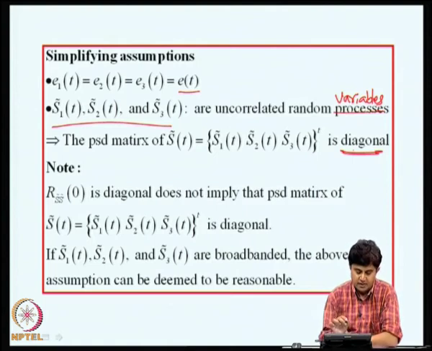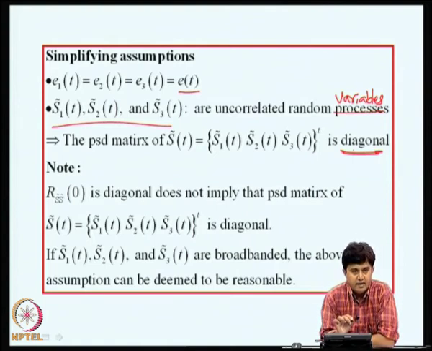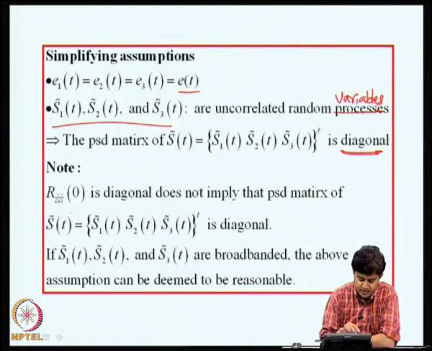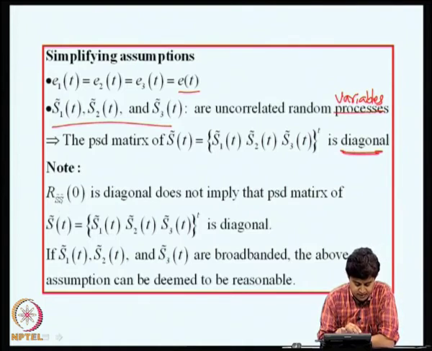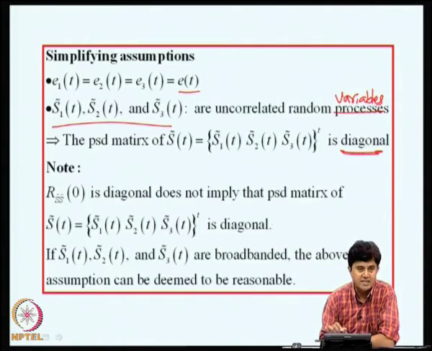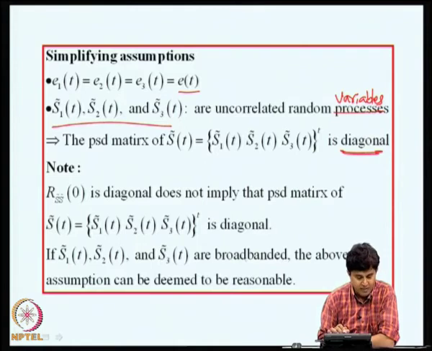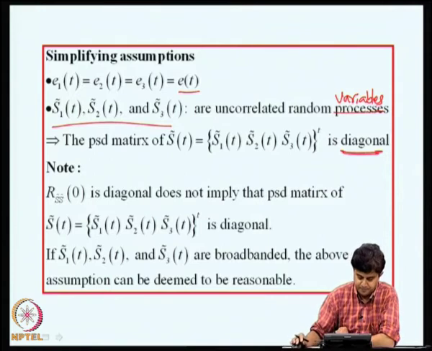or in other words we are now establishing a coordinate system in which the 3 components of ground accelerations are mutually uncorrelated. In that sense these axes are orthogonal, but we must bear in mind that the fact that R S tilde S tilde 0 is diagonal does not imply that PSD matrix of S tilde of t is diagonal. That is an assumption. However, if these processes S1 tilde, S2 tilde and S3 tilde are broad banded, one could consider the above assumption to be reasonable.